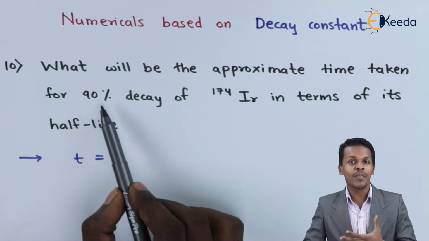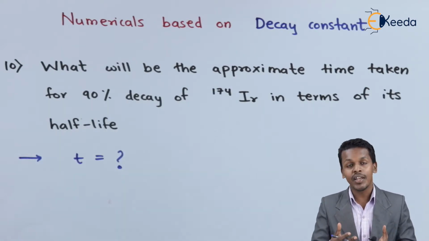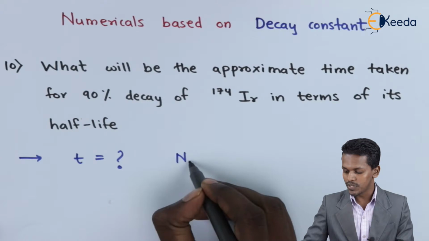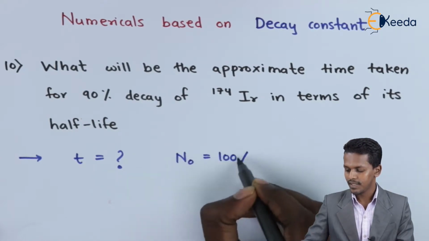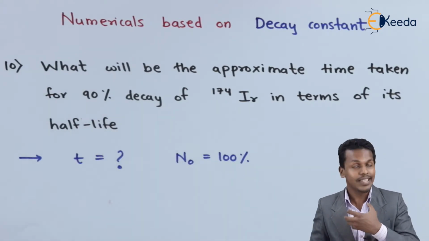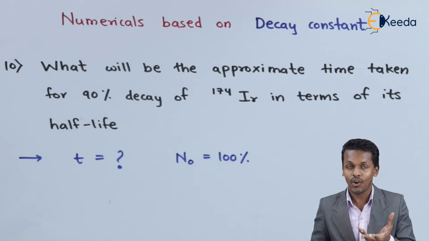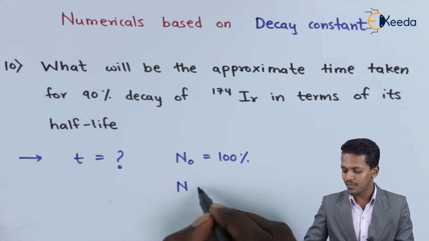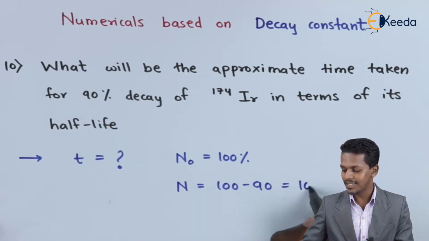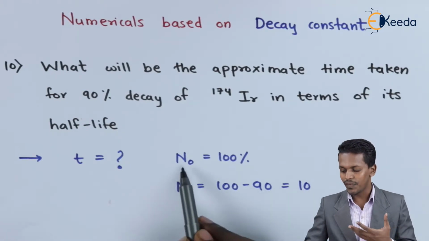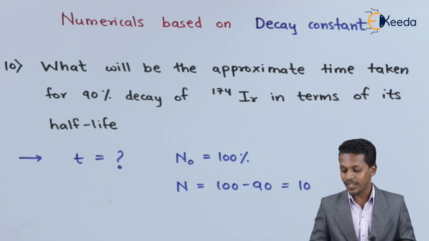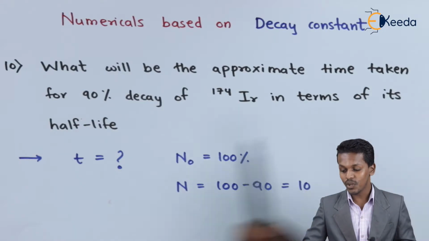If 90% is given, suppose we say the initial amount or initial concentration of iridium is 100%, so N0 is 100. After 90% of the iridium has decayed, the amount left is N, which is 100 minus 90, so we get 10%. So N0 is 100 and N is 10. But here we have to calculate the time in terms of half-life.